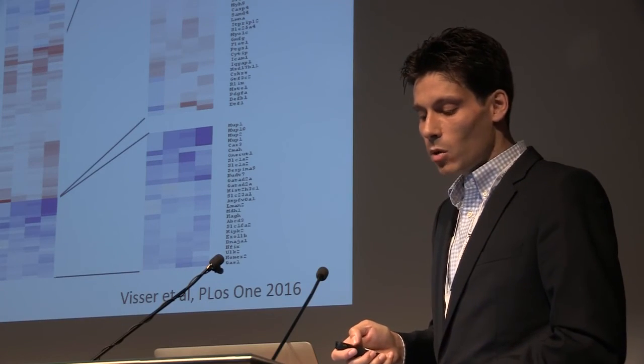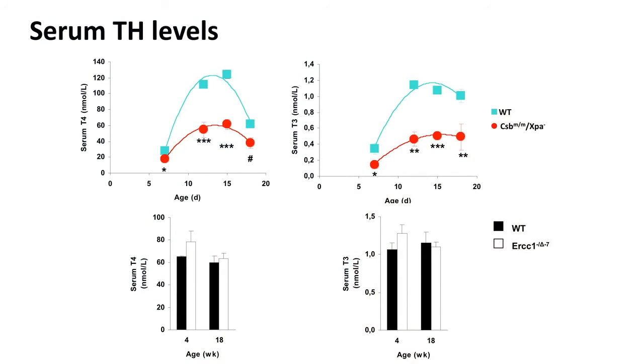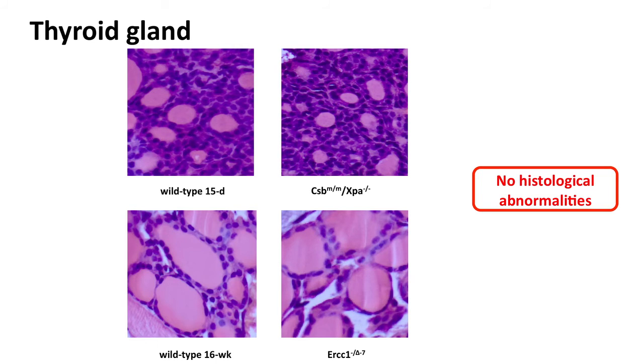So to investigate the cause thereof, we first studied serum levels of T3 and T4, and as you can see they were lowered in the CSB XPA, although nothing much happened really in this animal model. So then we looked at the thyroid gland, and when we examined these glands histologically, we could not find any abnormalities.